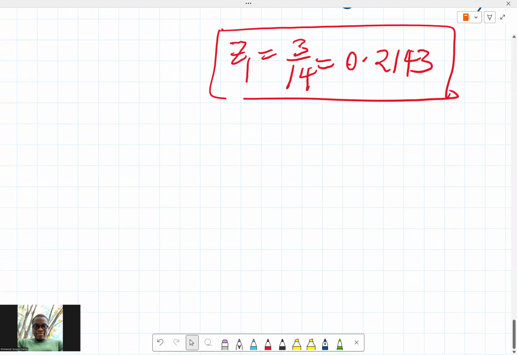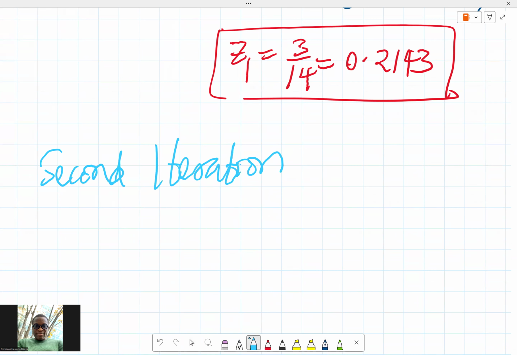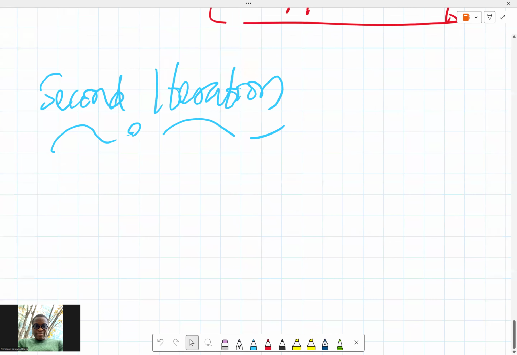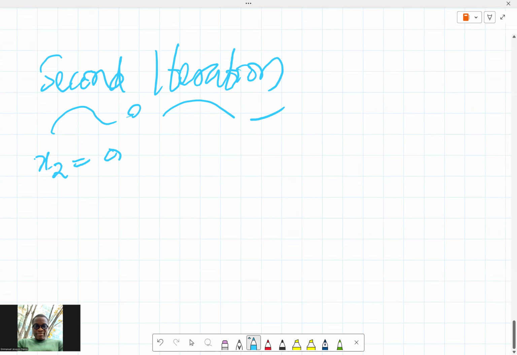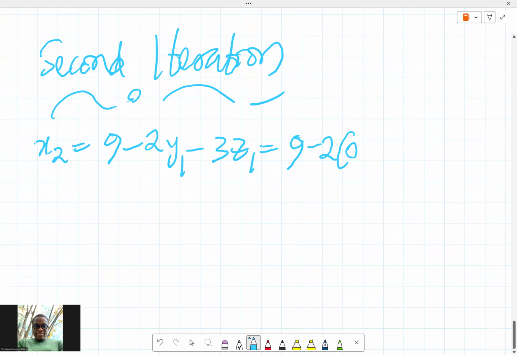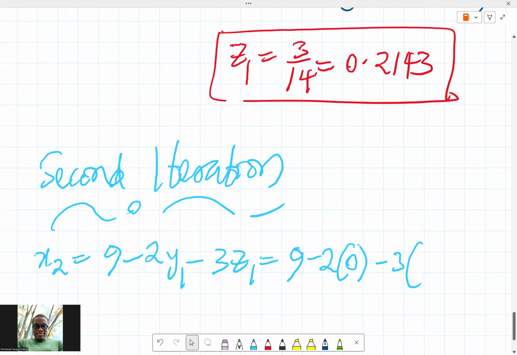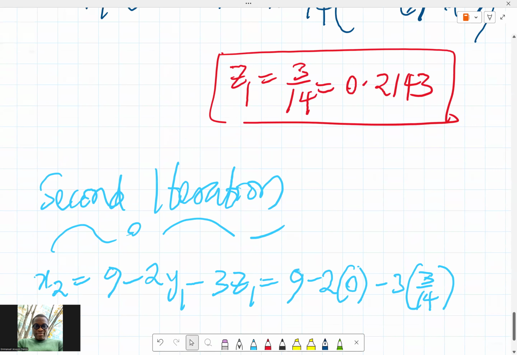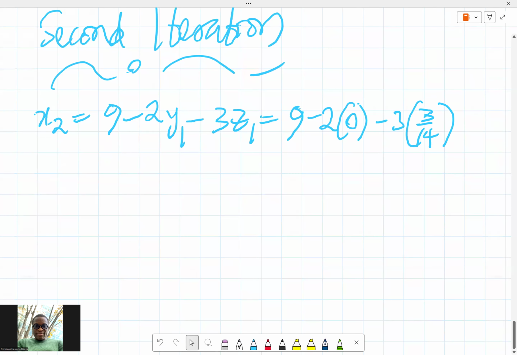So we move on to the second iteration. For the second iteration, we start again. We have x2 equal to 9 minus 2y1, because we don't have y2 yet, minus 3z1, because we don't have z2 yet. That is equal to 9 minus 2 times y1, which so far is 0, then minus 3 into z1, where z1 is 3 over 14. I like using fractions to preserve the value, but you can use the decimal too. You can use 0.2143 and get almost the same result.